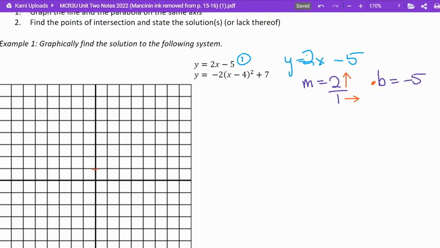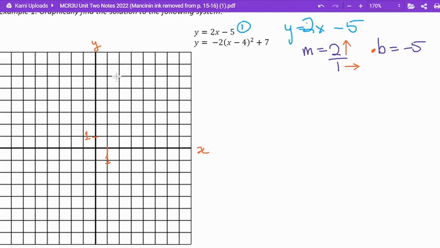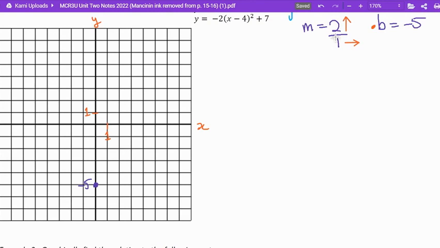Here, just a quick way of setting the scales on the axis is to write 1, 1. What you're saying is that these axes go up by 1. In this case, my y-intercept is negative 5, and I'll make it purple. 1, 2, 3, 4, 5. I'll draw my first dot at negative 5. Now I'll use my slope to find the next dot. If my slope is 2 up, 1 across, I draw a dot.